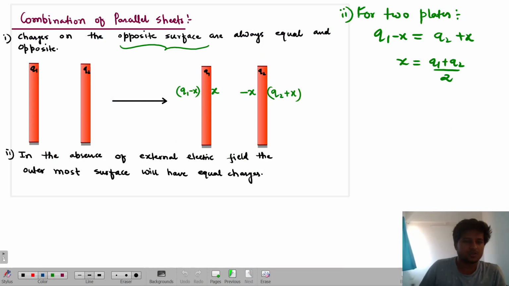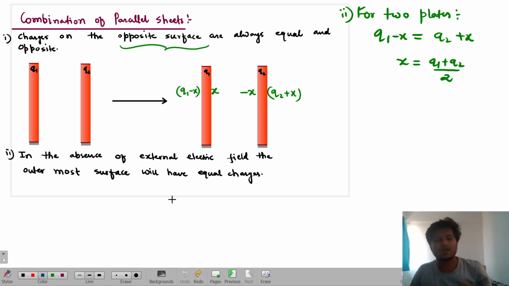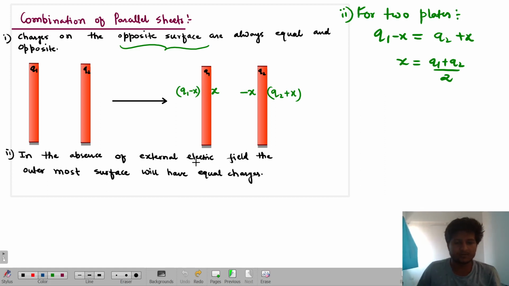You only see whether there is any electric field in these regions or not. If there is no electric field, it must be zero. That will be zero only if the charges are equal to each other. Are you able to get me? Is that clear?